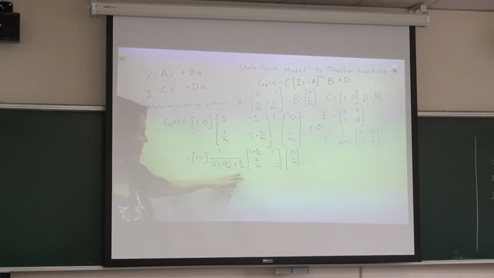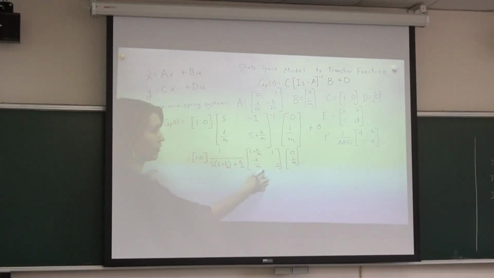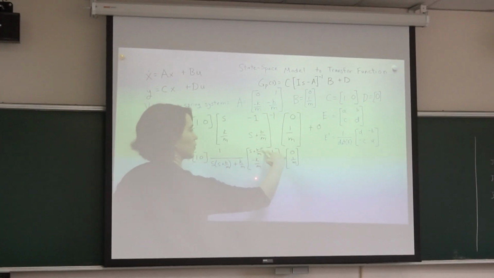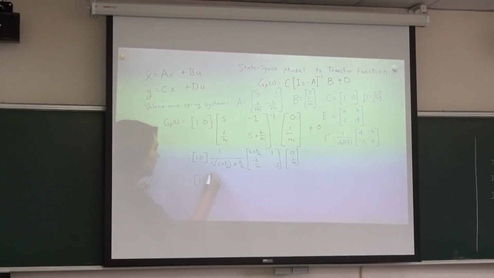Now we need to evaluate this, so let's start from the right. So let's look at multiplying these two matrices together. Remember, this is a scalar, so we can leave it in the middle here. And we're going to multiply this one and this one. Rewrite everything here: 1 over S squared plus B over M, S plus K over M.